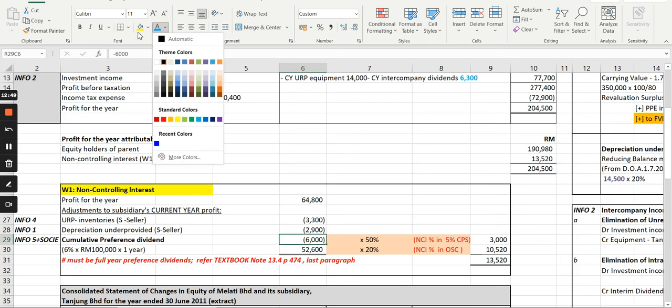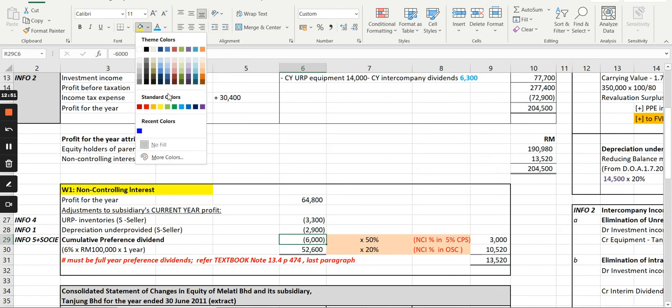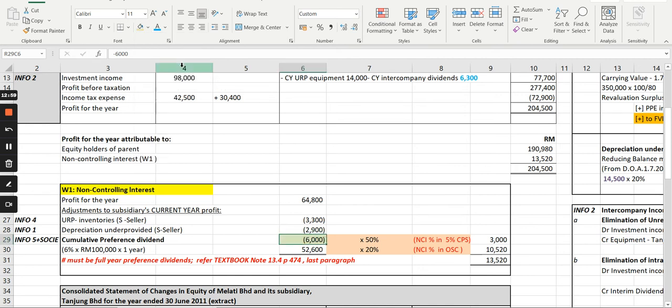so I'm putting a different color here so that it will give a better highlight to you. So I'm using some green here, some light green, right? So that 6,000, out of that, 50% belongs to the non-controlling interest in the cumulative preference shares. So therefore, this is the profit that relates to the preference shareholder.